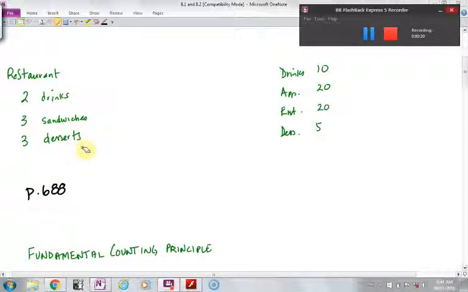Now let's assume that at this restaurant you choose one of each. You're choosing a drink, a sandwich, and a dessert, okay? None of this like, oh no, I don't do desserts, or just tap water, please, okay? You're going to choose one of each of these. How many different meals can you make from those 2 drinks, the 3 sandwiches, and the 3 desserts then?